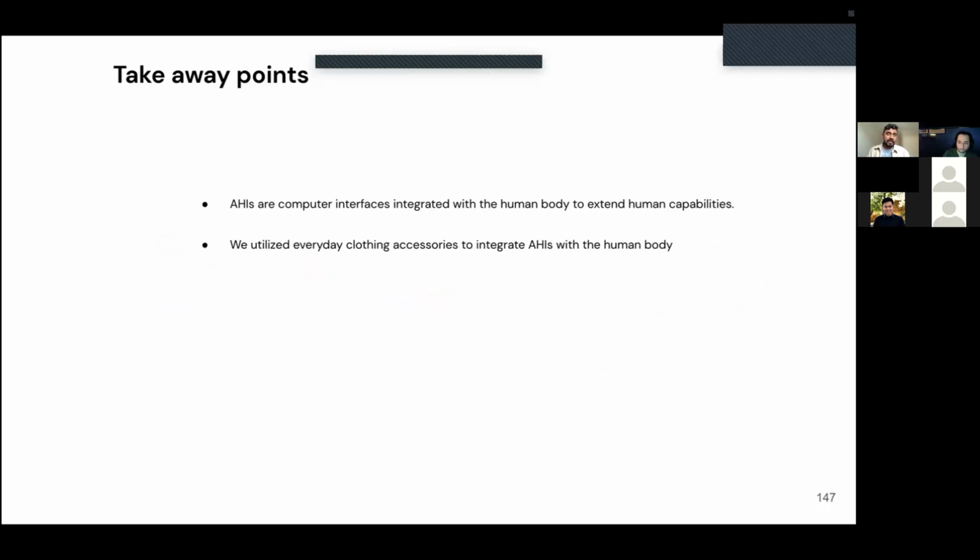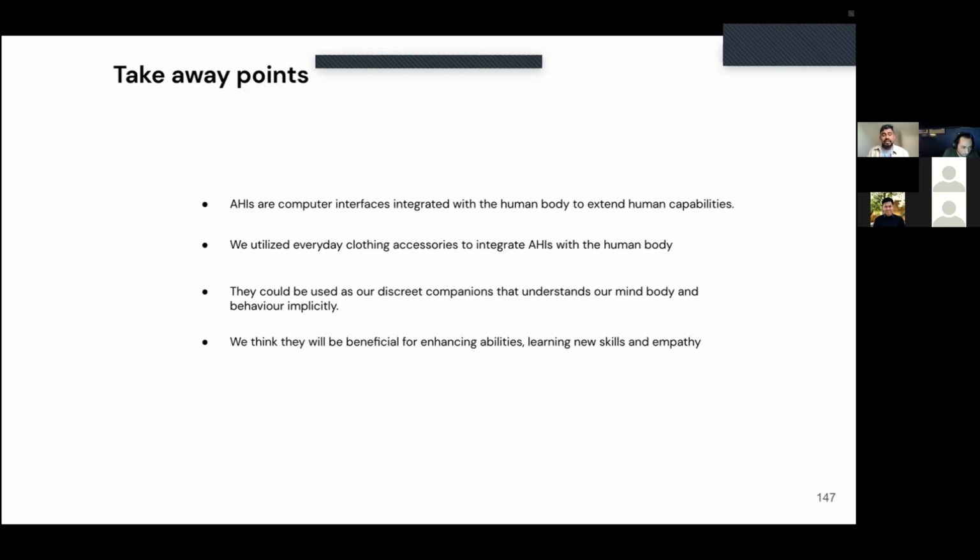At the beginning, we used shoes and insoles to develop these foot interfaces, and then later we started using our clothes to develop these augmented human interfaces. And they could be used as our discrete companions that understand our mind, body, and behavior implicitly. And then finally, we think they will be beneficial to enhance our abilities to learn new skills like we did in GymSoles, and even we can use them for empathy, like we did in Jamify.